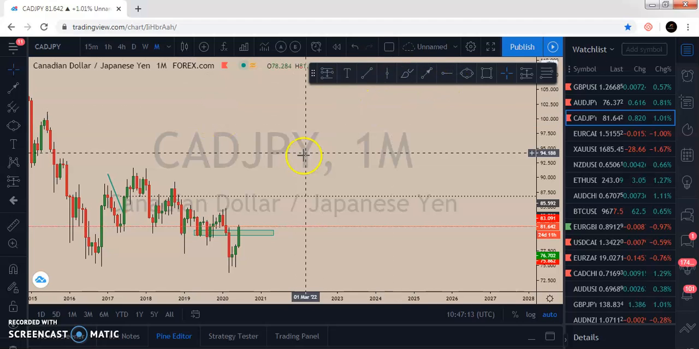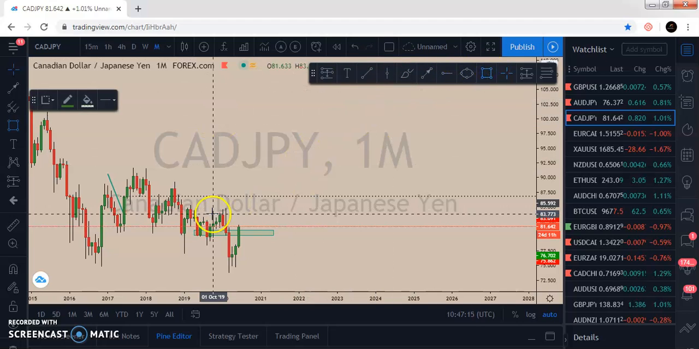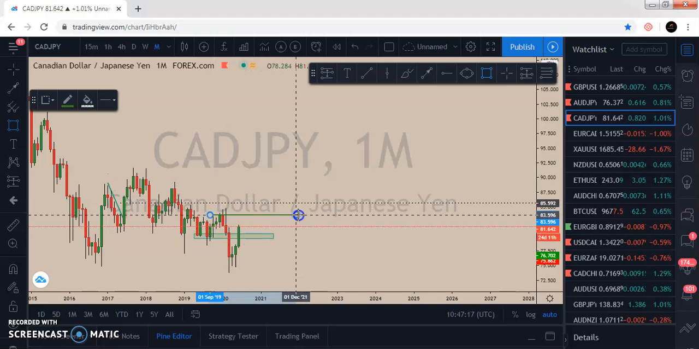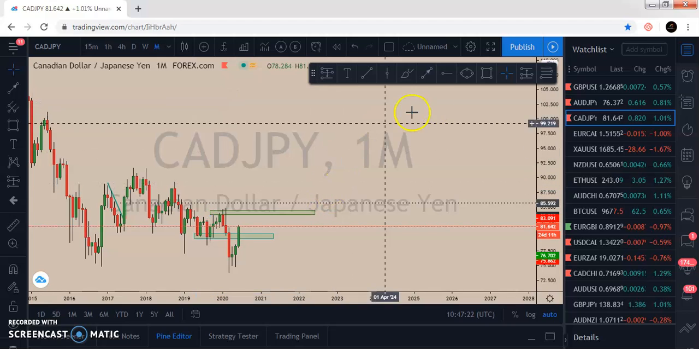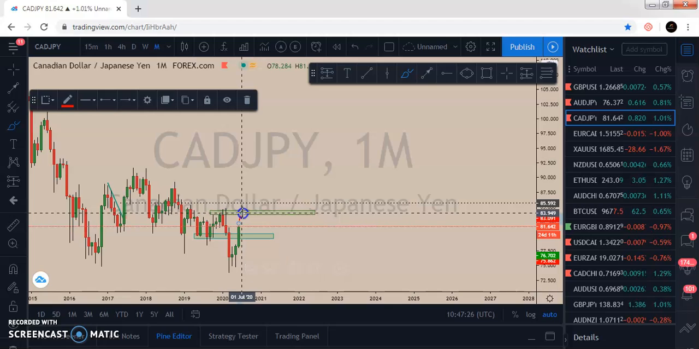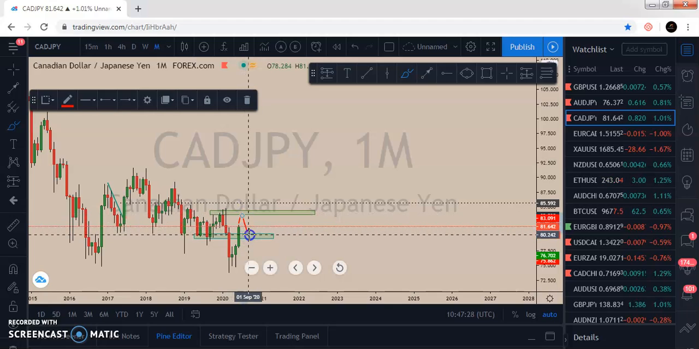So the same move you are to expect, but the one from the AUD JPY has completed the double high, but the one from this CAD JPY hasn't completed. So you are expecting something like this: a little push to this region, then before you complete the right shoulder and then break this structure level.